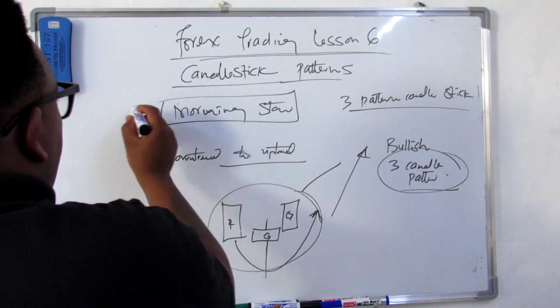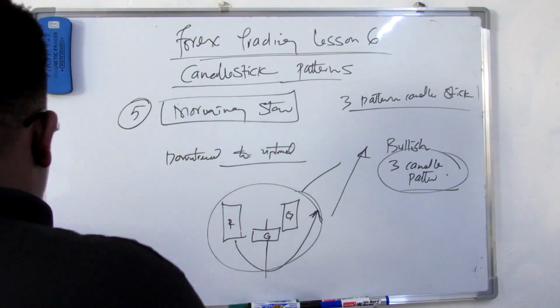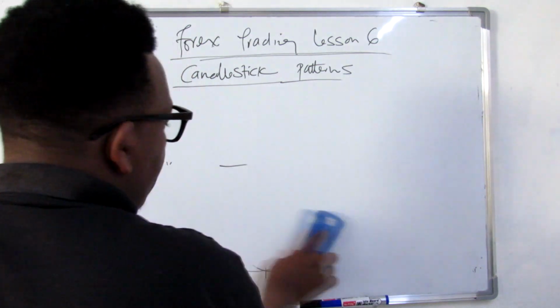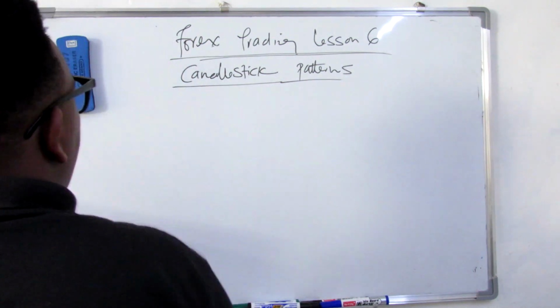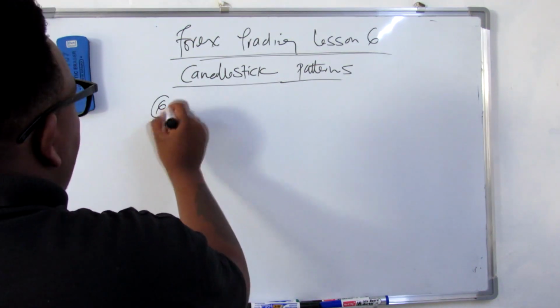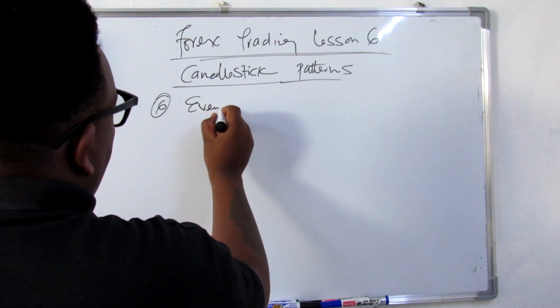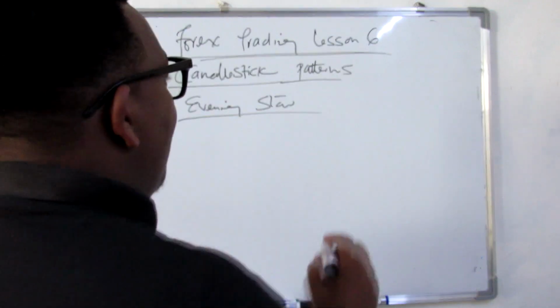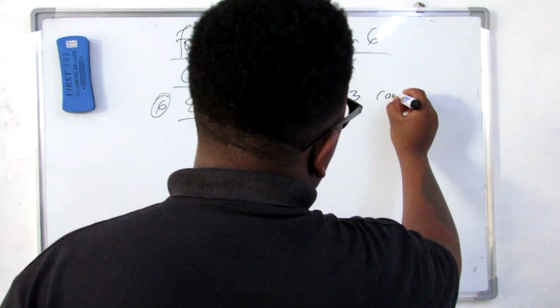This one is candlestick number 5. Let's look into number 6, which is the evening star. What I'm showing you here, I'll also show you how you can apply in the real market. So we have the evening star. The evening star is also a three-candlestick pattern.